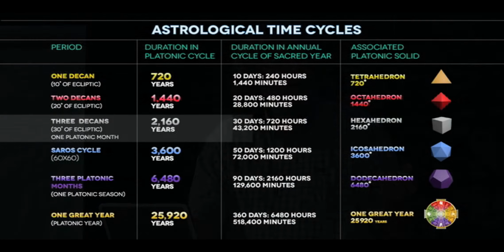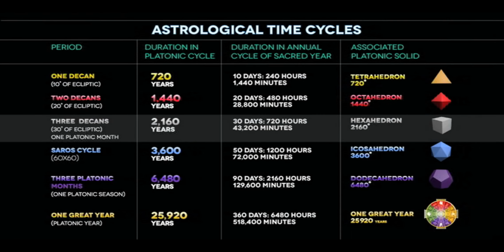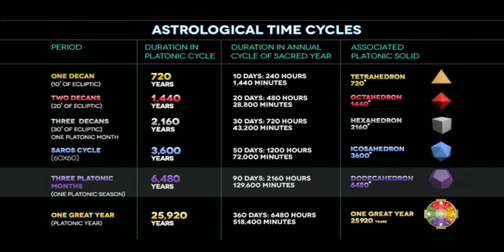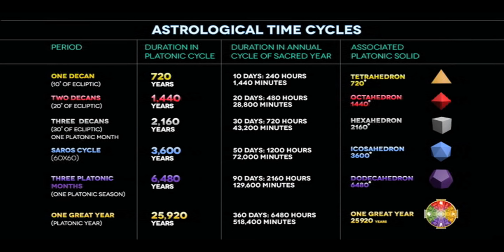You'll notice that 3 decans, or one Platonic month, in the Platonic year was 2,160 years, but in the sacred year of 360 days, again, there's that 43,200. So, and go down here, the one Platonic season of 6,480 years, 129,600. So if you're taking notes and writing these down, you're going to find you're writing down the same numbers over and over again, simply raised to different orders of magnitude.